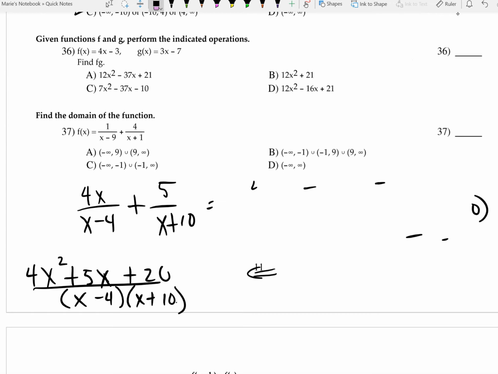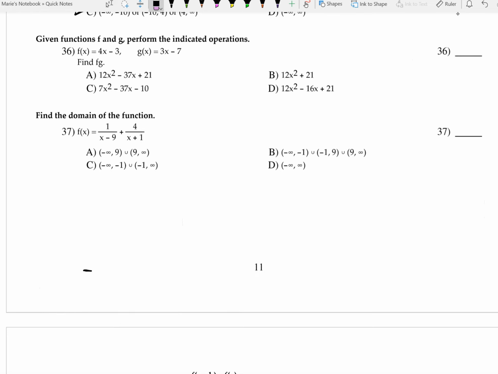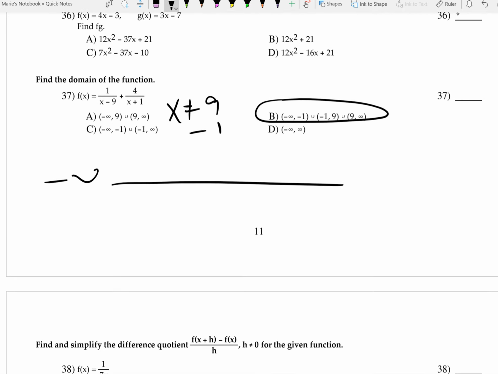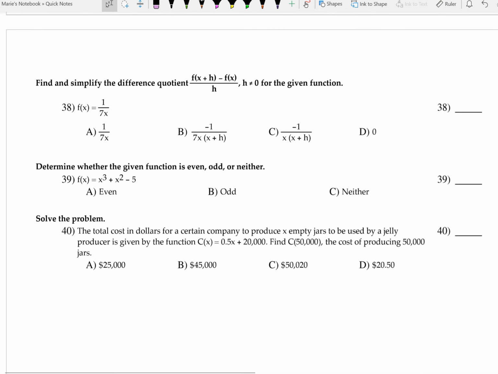Alright, number 37, find the domain of the function. For 37, since they don't have a common denominator, we are going to focus on just the numbers. So x cannot equal 9 or negative 1. Answer choice, I'm not sure. Again, remember the process is you leave this as negative infinity, negative 1, 9, and then positive infinity, leaving you 3 intervals to consider.